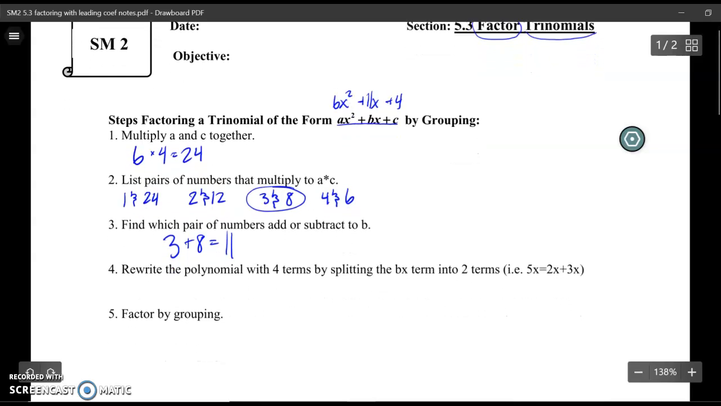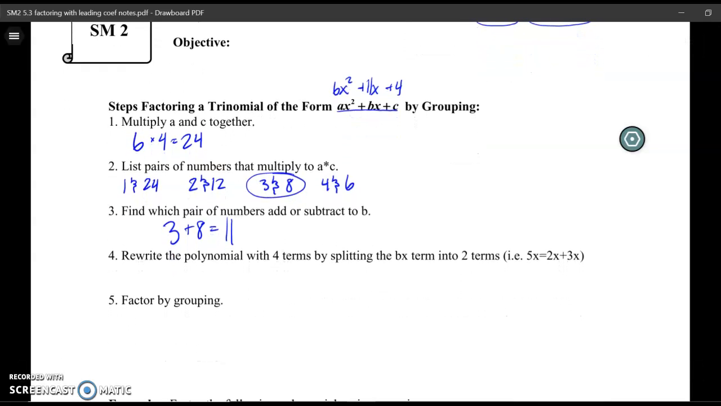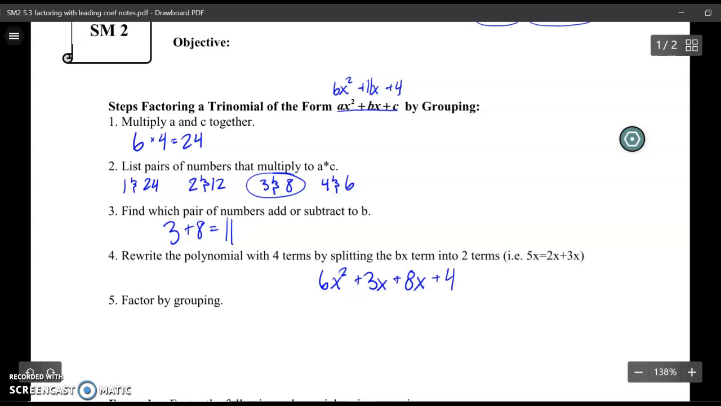So what we're going to do with the 3 and the 8 is we're going to use it to split up our middle term. So I'm going to take it and I'm going to say, okay, I have 6x squared. And instead of writing 11x, I'm going to write plus 3x plus 8x, and then plus 4. So notice I haven't changed the equation at all, I've just changed what it looks like. So I've kind of just undone addition, right? Now I've got a 4-term polynomial.